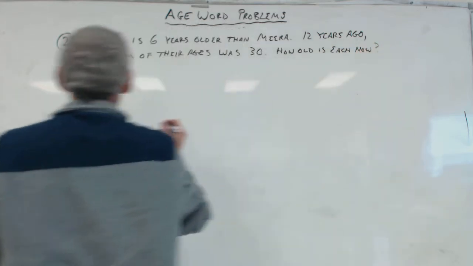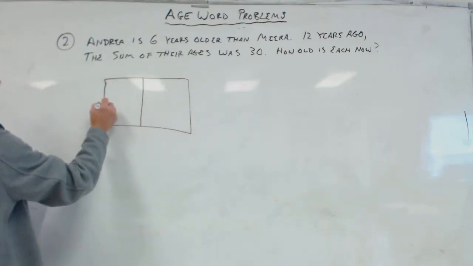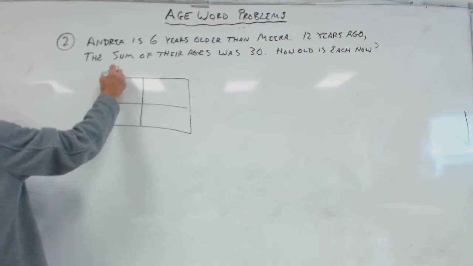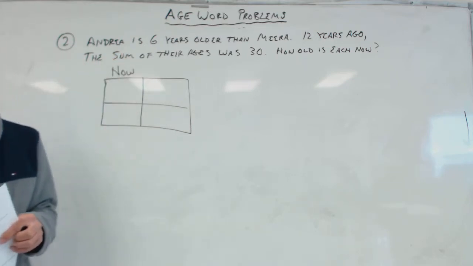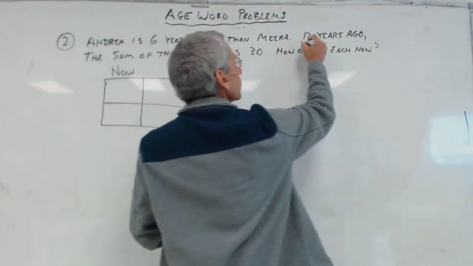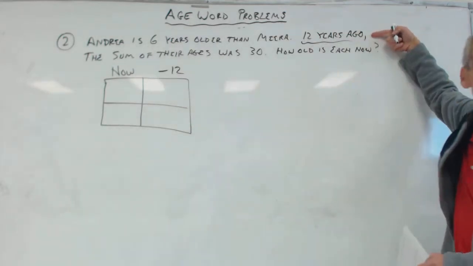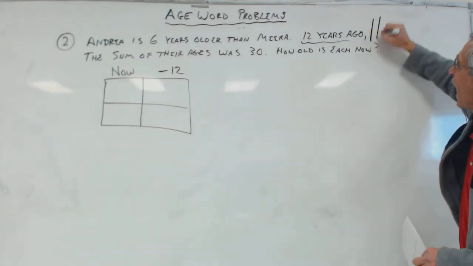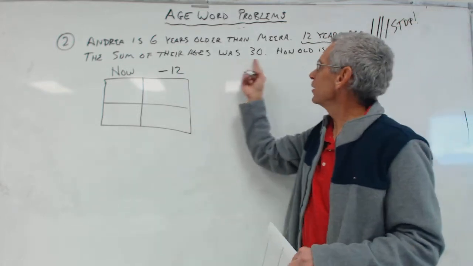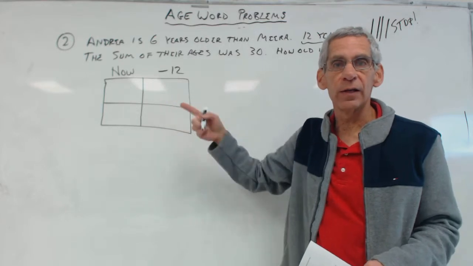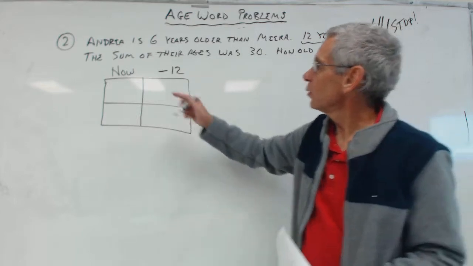Okay, so let's use our same process. Let's use our box, right? What's the first column called? Age now, or I'm going to just write now. And what's the second column going to be? Minus 12, 12 years ago. So that's going to be minus 12. Now, what do I have to think about after this 12 years ago? Stop. Stop! Otherwise you're going to try to put 30 in here. You're going to try to do all sorts of weird things, right? None of that goes in here.